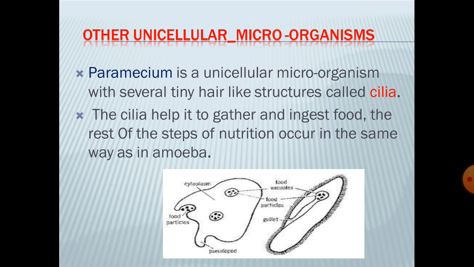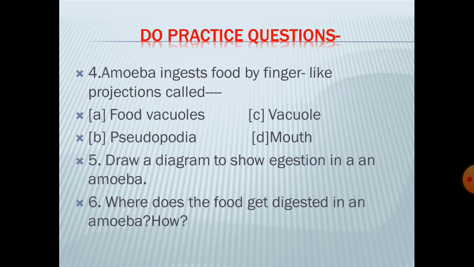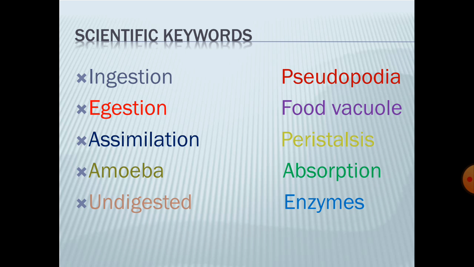Some other unicellular microorganisms are paramecium, which have tiny hair-like structures called cilia, and the cilia help to gather and ingest the food, and other steps of nutrition are the same as we have done for amoeba. After studying these, you'll be able to solve the worksheets and the practice questions of the chapter.